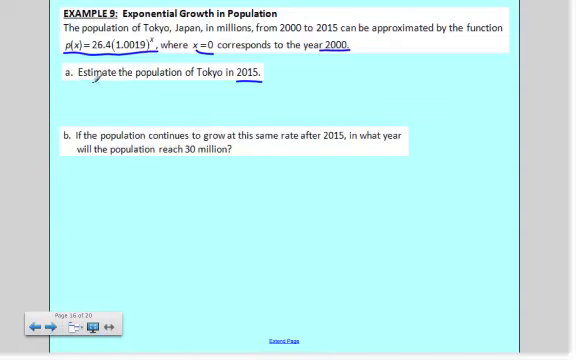All right, so what are we really interested in here? If we're going to estimate the population in 2015, that means x equals 15 because that's 15 years after 2000.